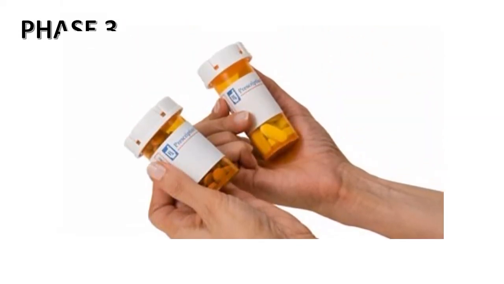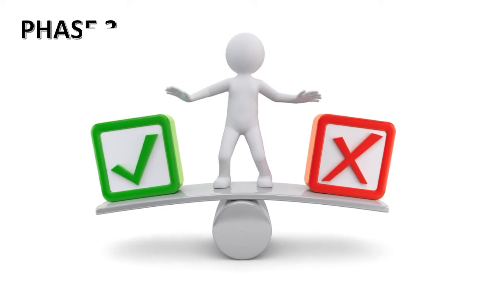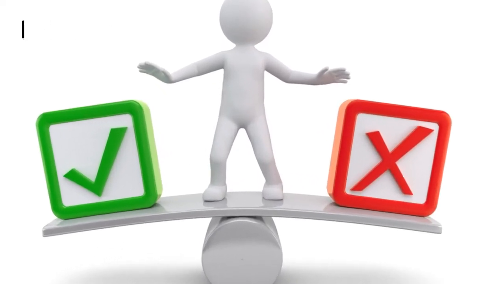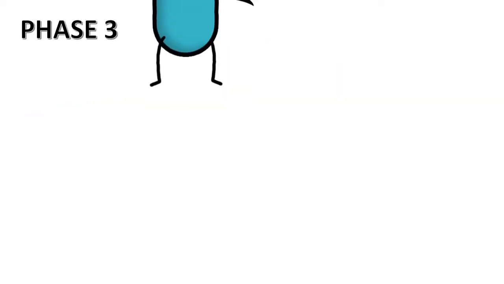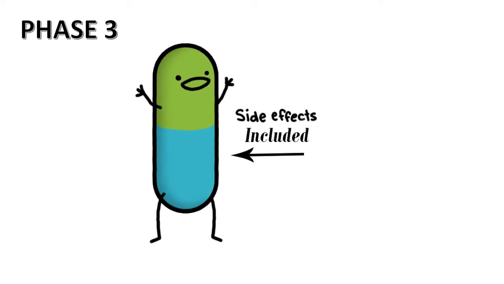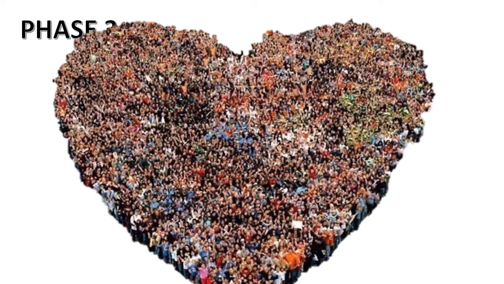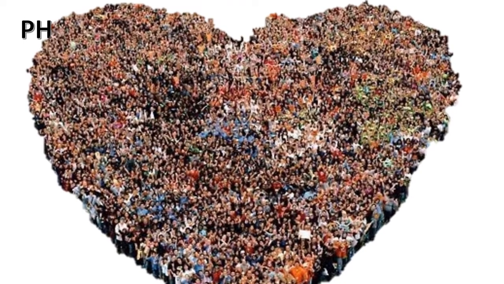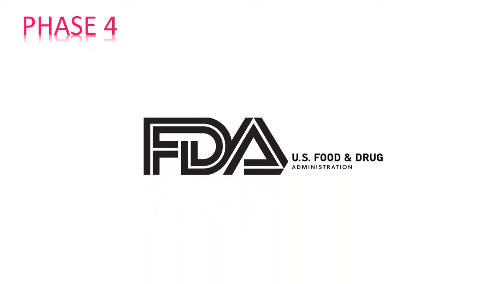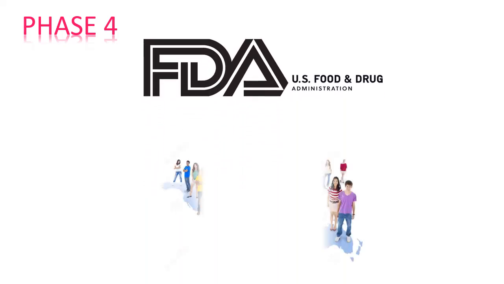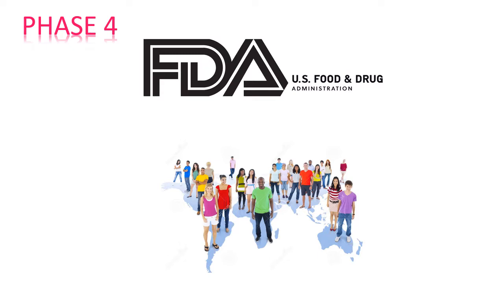Phase 3. Doctors compare a new treatment with the current treatment for a certain disease. They learn if the new treatment helps the disease better, worse, or the same as the current treatment, or if it has more or fewer side effects. The number of subjects usually ranges from several hundred to about 3,000 people. Phase 4. It takes place after the FDA approves the use of the drugs or devices. A device or drug's effectiveness and safety are monitored in large, diverse populations.